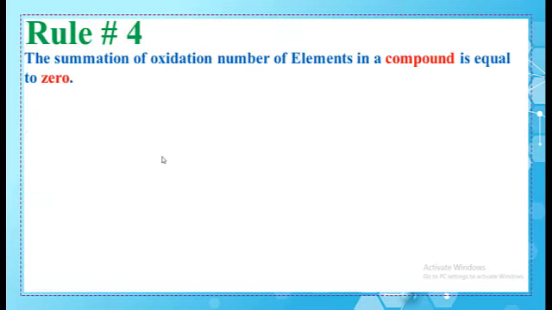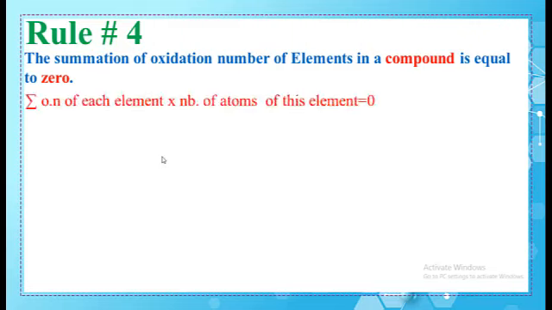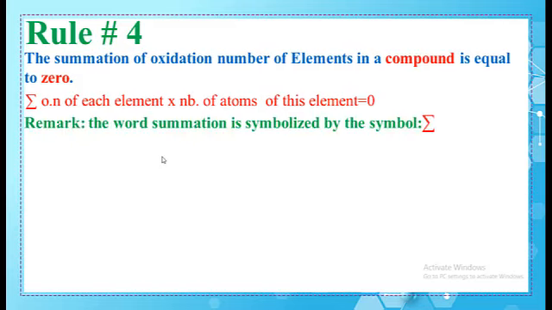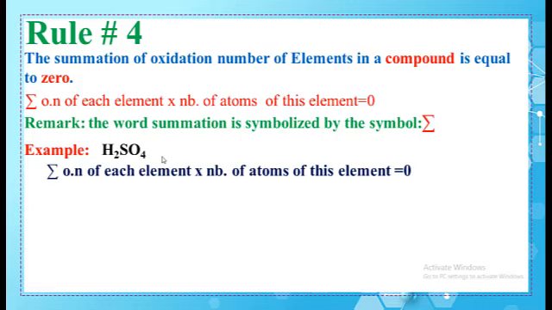Rule number 4 now. The summation of oxidation number of elements in a compound is equal to 0. This means the summation of the oxidation number of each element times the number of atoms of this element is equal to 0. Remark: the word summation is symbolized by this symbol. Example, the summation of all the oxidation numbers of these elements inside this compound is equal to 0.